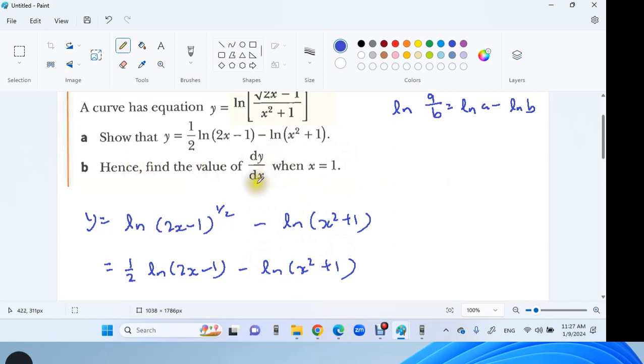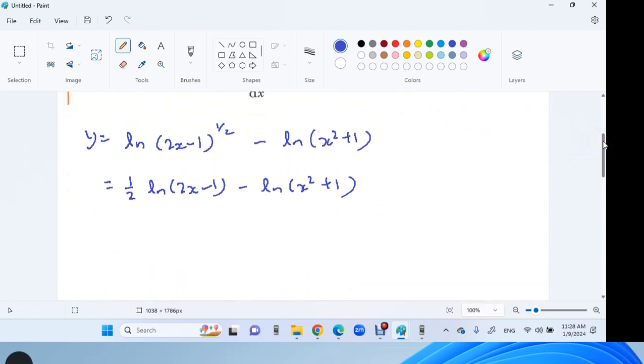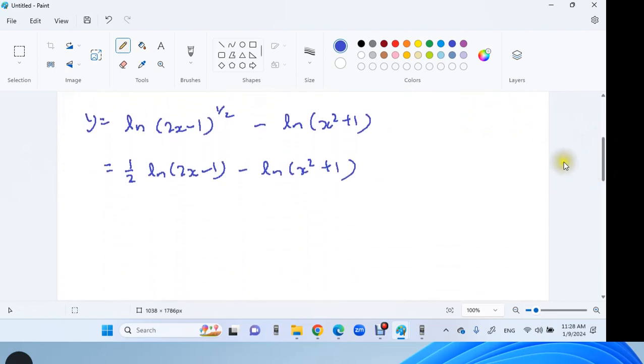Okay, so it's good that the question asks us to show this, then only asks us to find the differentiation. If the question straight asks us to find the differentiation, then some of the students may do 1 over the whole thing, and then differentiate the front, and get something very complicated. So after we simplify, to find the dy/dx is very easy.